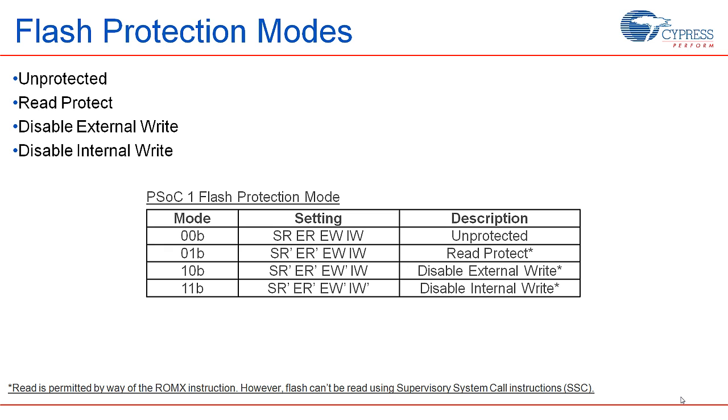In disable external write mode, only internal write is allowed. External write as well as read and internal read access is disabled. This mode is useful in the applications that need bootloader support. The disable internal write mode provides the maximum level of protection to your IP. This mode disables both internal and external read and write.